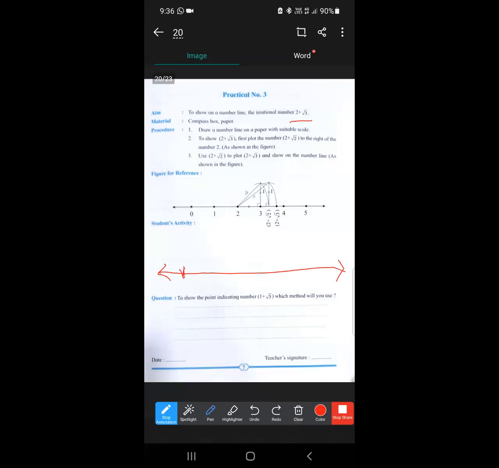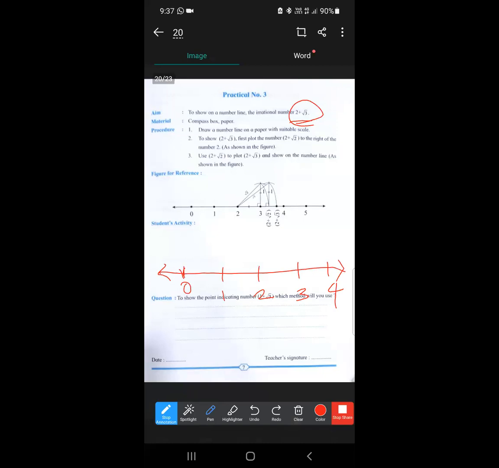Now here we have to mark 2 plus root 3. So 0, 1, 2, 3, 4, and so on. Whenever you are marking the integers on the number line, the distance between 0 and 1, 1 and 2, 2 and 3, 3 and 4 should be the same. If you are taking 1 centimeter, then it should be 1 centimeter; if you are taking 2 centimeters, then it should be 2 centimeters throughout. Don't change the distance between the integers.